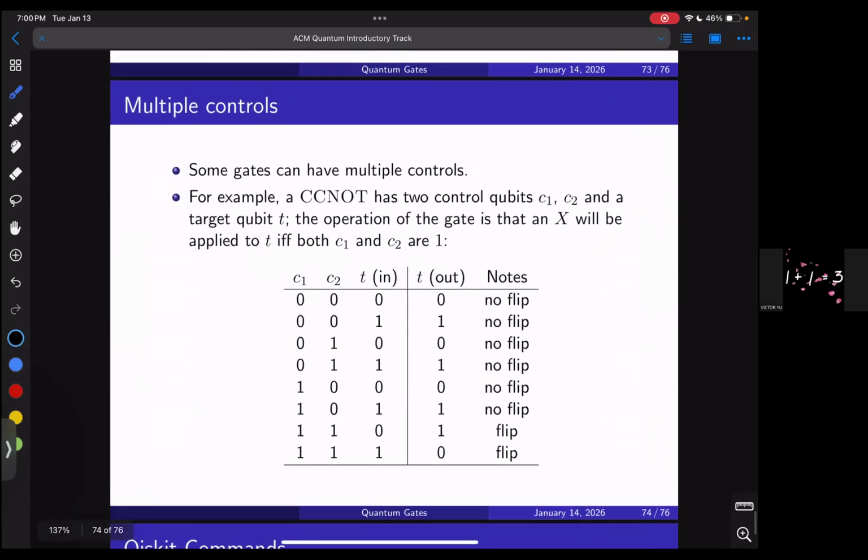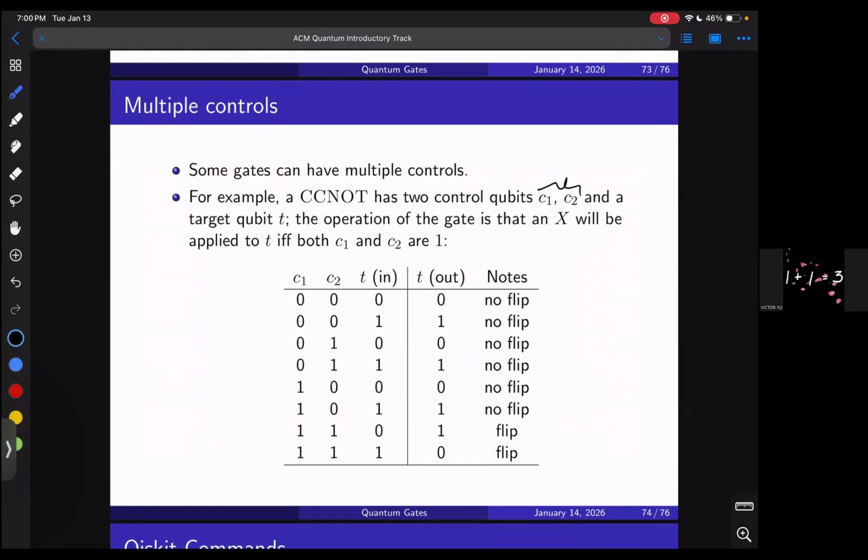Okay, and then the final thing we'll talk about is if you have multiple controls. So we said that a CNOT has one control. There's another gate called the CCNOT, also called a Toffoli gate, which will have two control qubits, which we denote C1 and C2, and also a single target qubit.